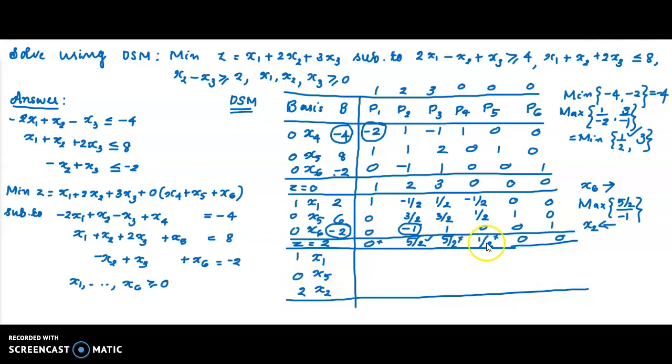Then what is the change in the last row? The selected entry is minus 1. Multiplying by the minus sign, it becomes 1, 2, 0, 1, minus 1, 0, 0, minus 1.